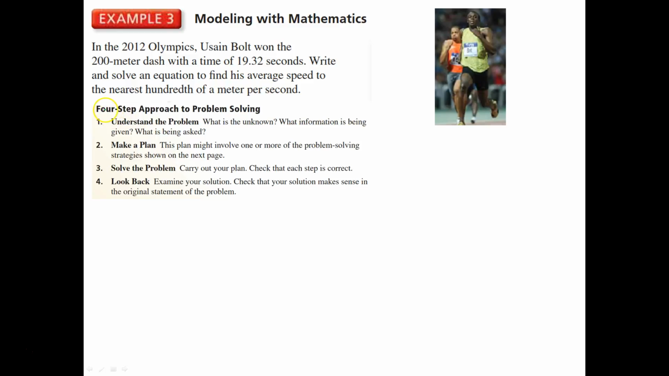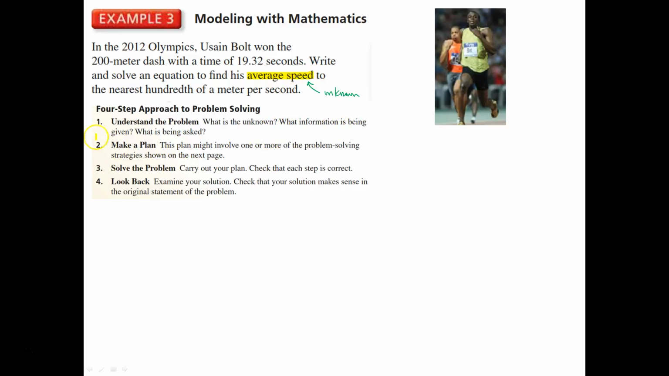Alright, so here's the four-step approach. Number one, understand the problem. So, what's the unknown? Let's see. The unknown is the thing that we're trying to find. So we want to find his average speed. So we want to find his speed.